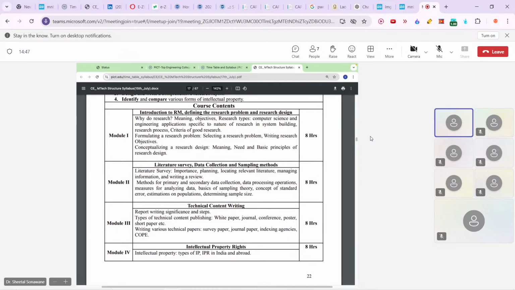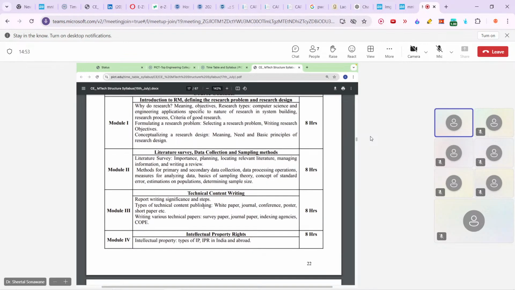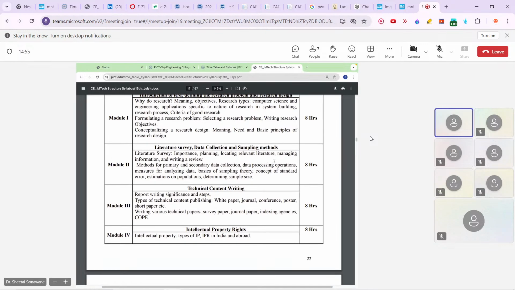And the survey and research report, the survey part will get covered in this topic. Then locating relevant literature, information, managing information, and writing a review. This is entirely a part of literature review. I think you have your lab also based on it, right? Where you have to write a literature survey. So I will cover this tomorrow. There is a lab session, so I will cover this tomorrow in the first assignment.